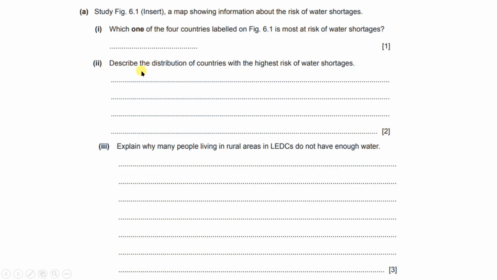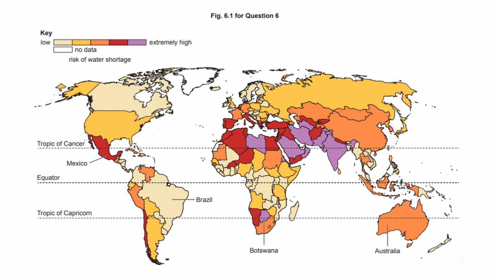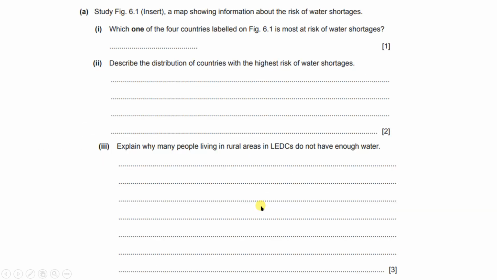Now, the next question here is for us to describe the distribution of countries with the highest risk of water shortage. Highest risk. So here, you have most countries with the highest risk of water shortage around the Tropic of Cancer. You have them in Northern Africa and in Southern Asia. And these countries are unevenly distributed. It's not distributed equally around the world. And you also have one of those countries in the Tropic of Capricorn here, which is Botswana. That's all. You get your mark. You just need 2 points.